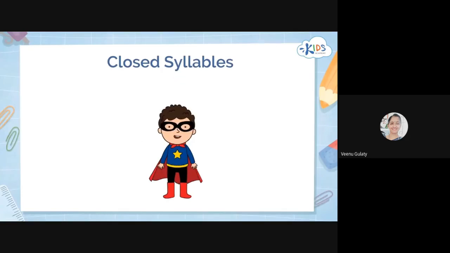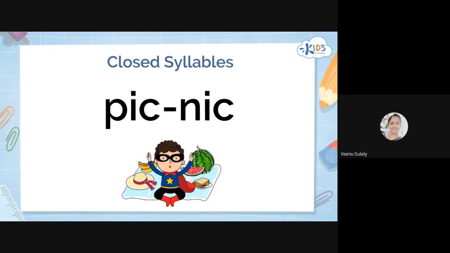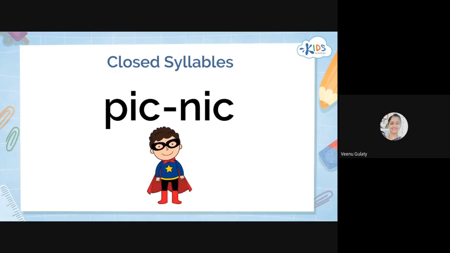Let's try another one. We can see that there are two vowels in this word, separated by two consonants. So there are probably two syllables. If I divide the two syllables, pick and nip, I can see that those are both closed syllables and probably have short vowel sounds. Pick, nip. We can use this strategy to decode longer words as well.